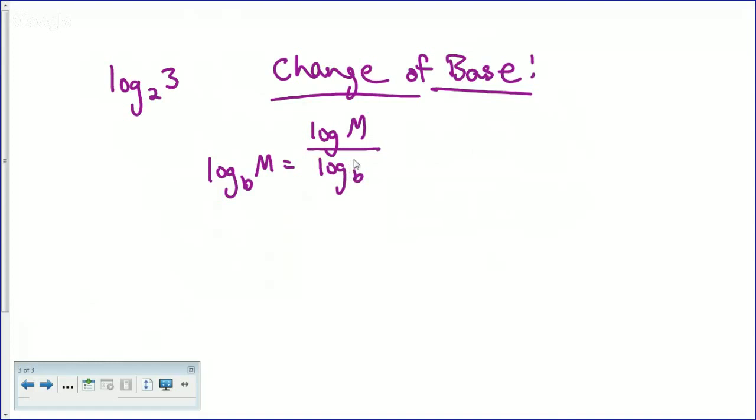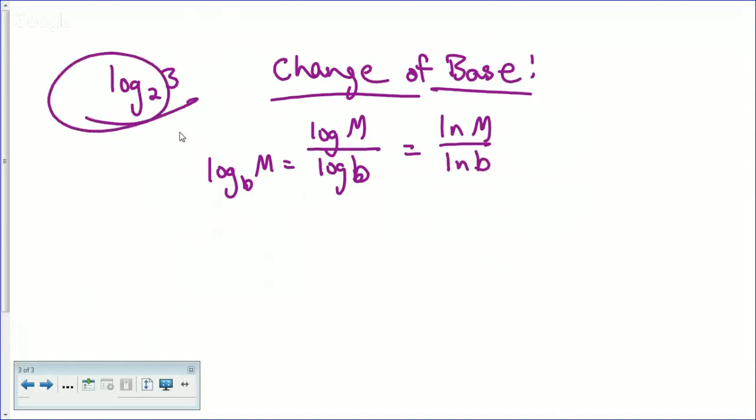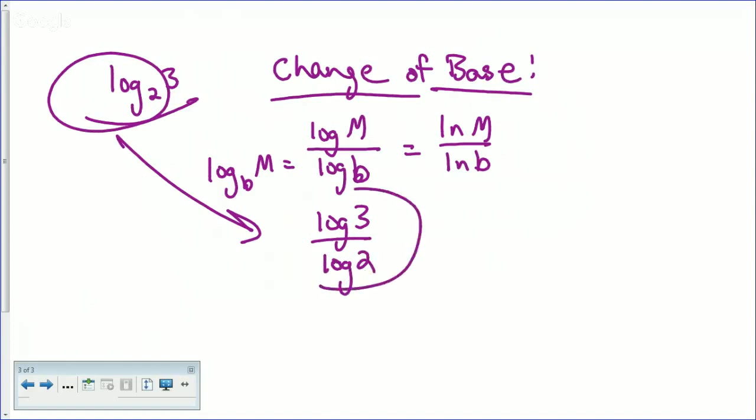Now, that's a b, that's not a base b, it's this base. Now, this one has a base 10, which is on the calculator. I could also say ln of m over ln of b. So I could take this problem right here, and I could say log of 3 over log of 2, and I could put that into the calculator and get out an answer, a solution.